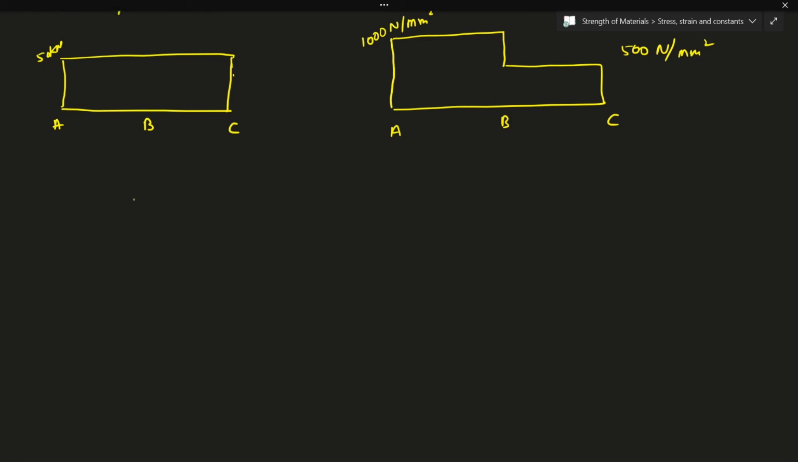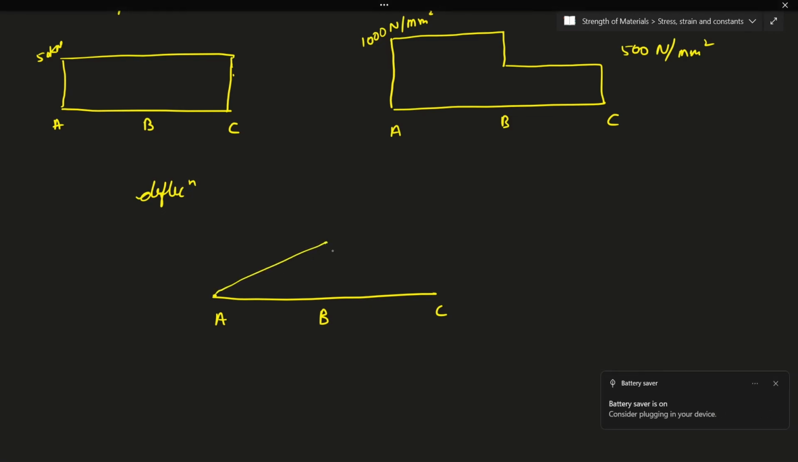So coming back to the deflection, now if I have A, B and C, note that A is a fixed joint, so there won't be any deflection at A, but at B the total elongation of body AB will be 5 mm, right? So here the deflection is something like this, and the total deflection or the deflection of point C will be 2.5 mm, right? So if I have this, again the deflection here will be 2.5, so something like this.